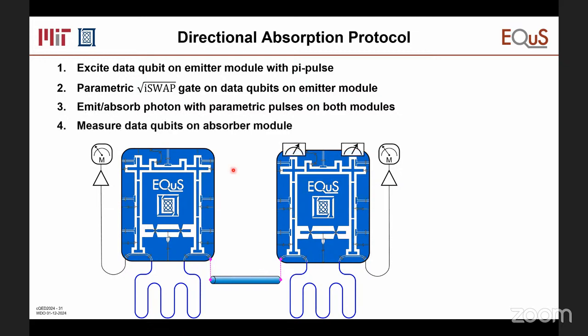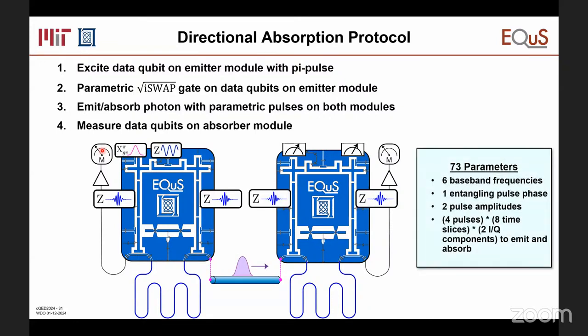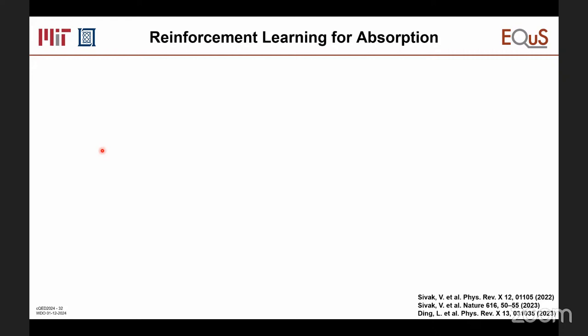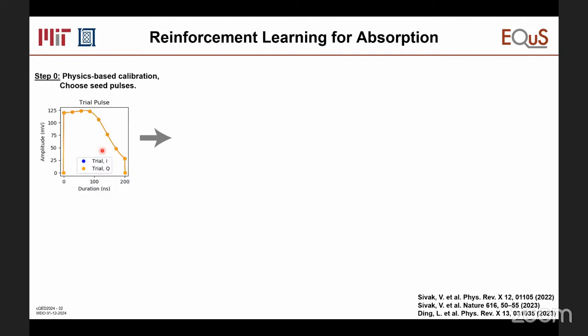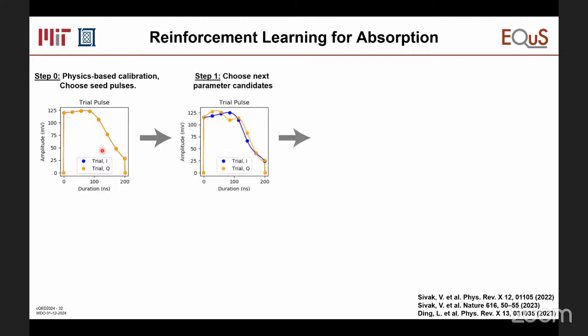And then what we'll do is we'll measure the qubits on the absorber side, to see what we got on the qubits, while also monitoring what happens at room temperature on the waveguide. If the photon wasn't absorbed, it'll just keep going. Now, if you count everything up, there's a lot of parameters to tune up here. Turns out 73. And so the way that we do this is using a reinforcement learning algorithm. We try to get it close. We use some physics-based calibration to choose the seed pulses.